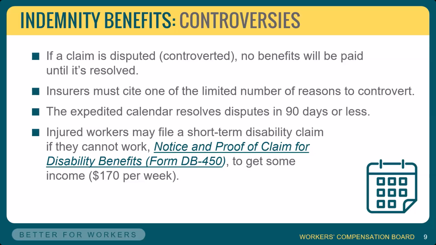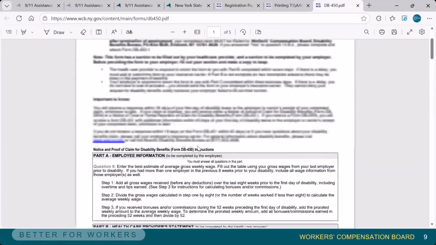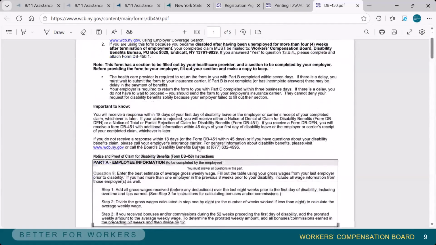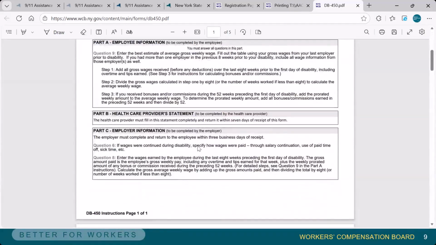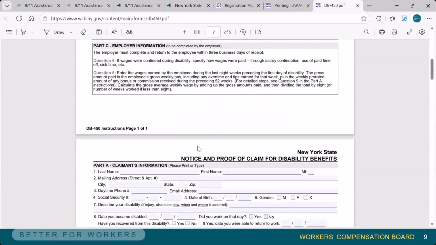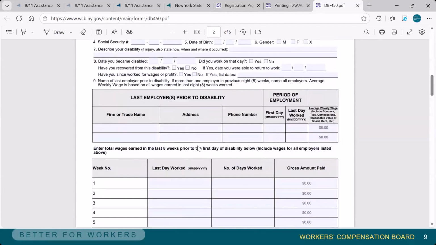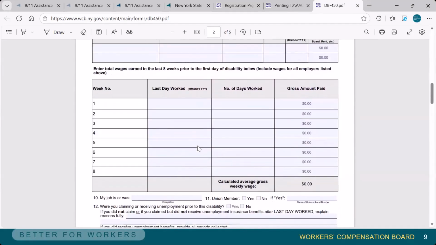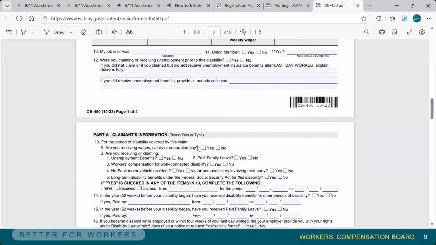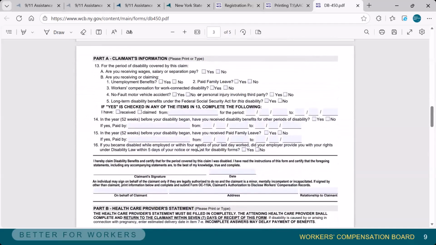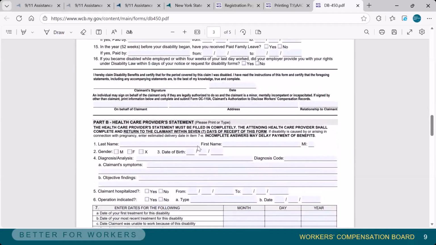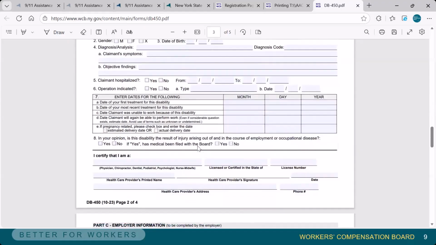And what do you do if you're a worker and you're not getting benefits? Well, one thing you can do if you are not working because you're injured, you can file a short-term disability claim. Jen is showing us what the short-term disability claim looks like right now. DB 450 is what we call it. And while the disability claim is for injuries and illnesses that happen off the job that prevent you from working, if you're disabled due to what you think is employment and the claim is disputed, you may fill this in and you may get the $170 a week benefit, so you have something coming in.